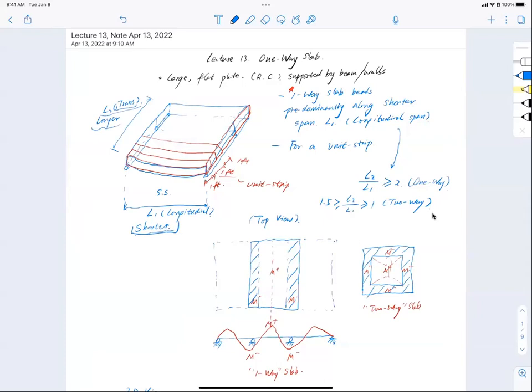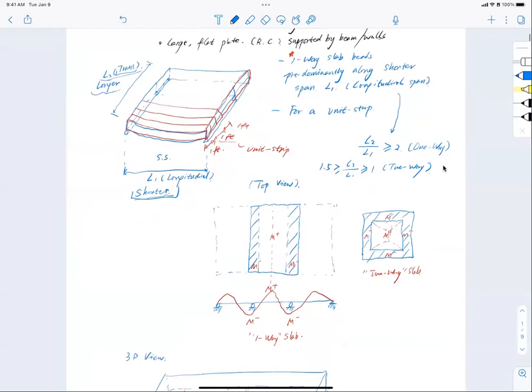Okay. First thing, when you have a one-way slab in the exam as well, you have to make sure that it is a one-way slab. So how do you ensure that it is a one-way slab? You use a ratio between the longer span and the shorter span and make sure that it is bigger than 2. So when the ratio is bigger than 2, that means that you have a one-way slab.